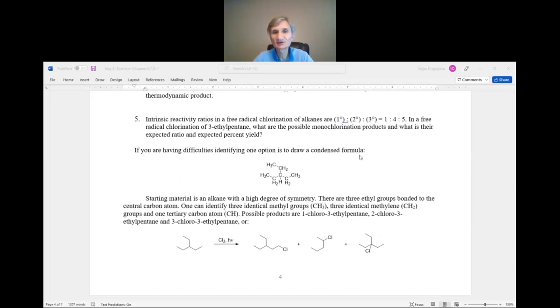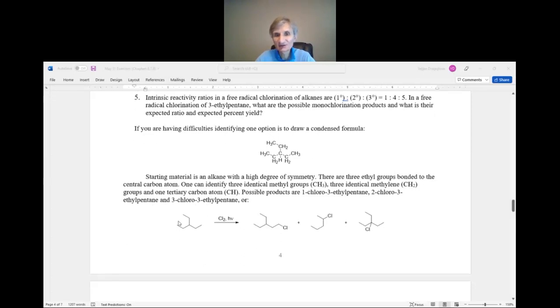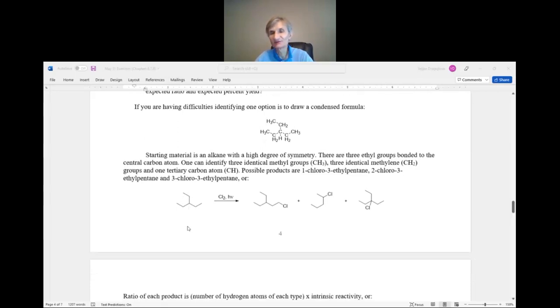So in free radical chlorination of 3-ethylpentane, what are the possible monochlorination products and what is their expected ratio and expected percent yield? It's a good idea to draw a condensed formula rather than just a line formula, because we will need to count how many of each type of hydrogens there are. And so this is the compound 3-ethylpentane. You can see it has a high degree of symmetry. Symmetry is easier to see from a line formula. You may want to operate with both formulas.